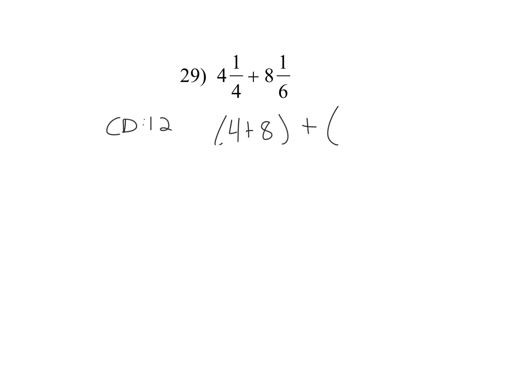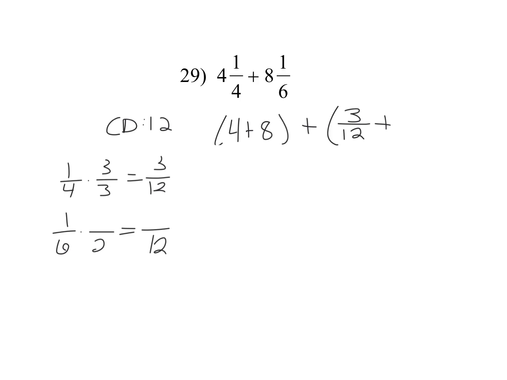We have to change both of them, though, right? So start with your 1/4. What times 4 gives me 12? 3. 3 times 1? 3. So that replaces our first one. Now we need to change 1/6. What times 6 gives me 12? 2. Good. So that replaces this one.